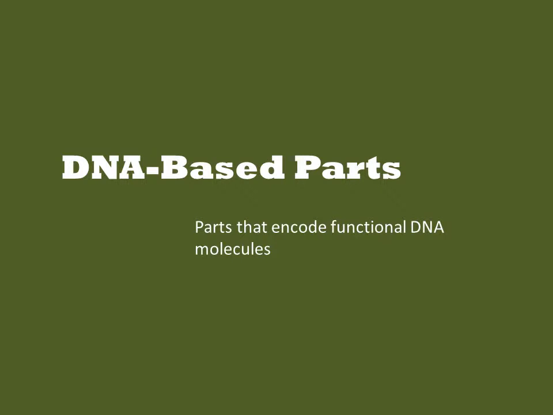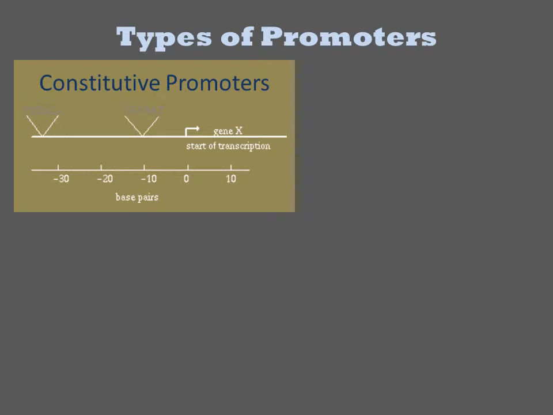Parts can also exert their function on the cell at the DNA level. By this I mean that the molecule that performs specific interactions with other molecules in the cell is the DNA itself, not an RNA or protein that it encodes. One category of DNA parts are promoters. Promoters are defined by their propensity to initiate formation of a new RNA molecule in transcription.